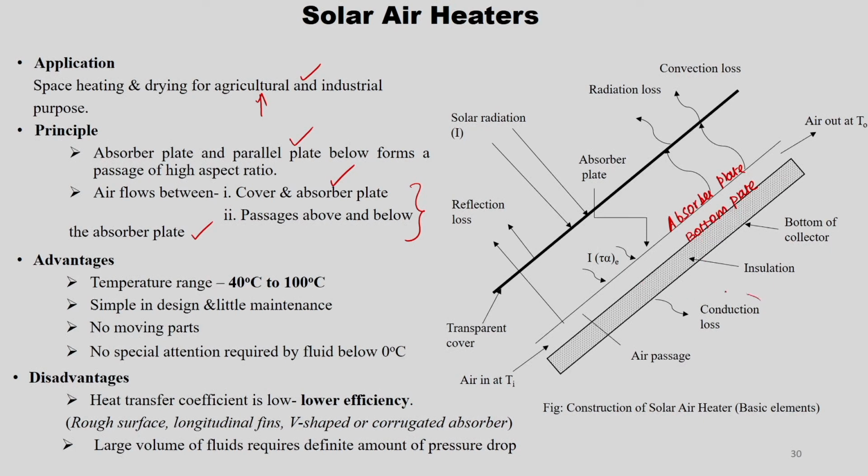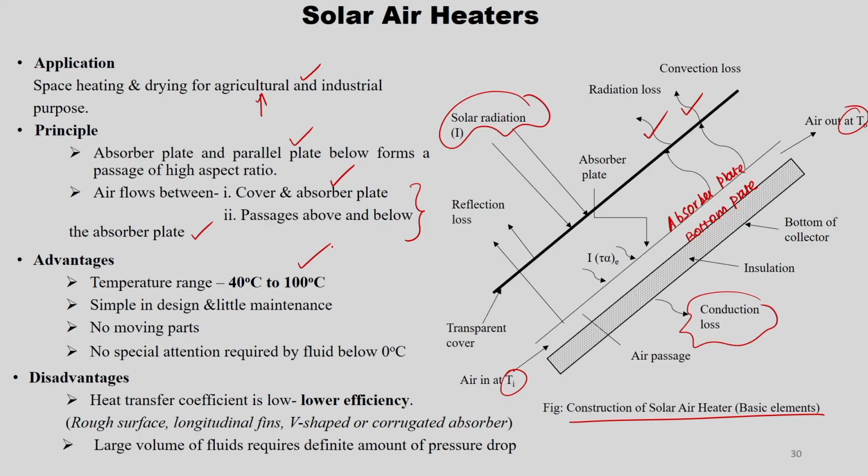So, through which there may be conduction losses in the air passages between the absorber plate and the bottom plate. This is Ti, the initial inlet temperature, and T naught, the outlet temperature. There are 3 kinds of losses. One is radiation losses from the absorber plate, and convection losses, and from the cover you may get reflection losses as well. This is the solar radiation incident on the glass cover and transmitted to the absorber plate. So, that is all. This is the basic construction of a solar air heater.